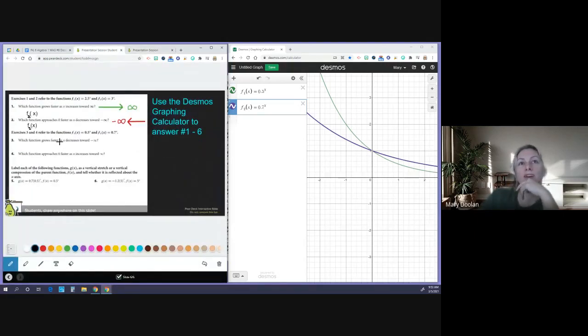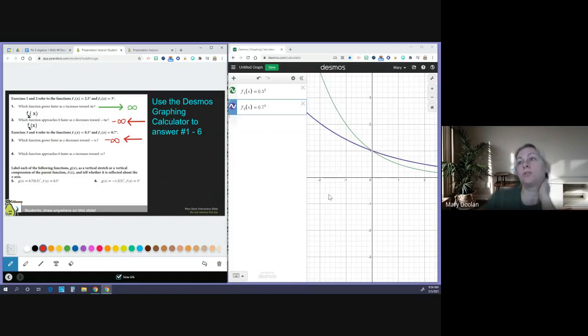Which function grows faster as x decreases towards negative infinity? These questions are not exactly the same, but they're asking you basically the same stuff, except they're asking you about negative infinity first. So as we move to the left towards negative infinity, which one is growing faster?